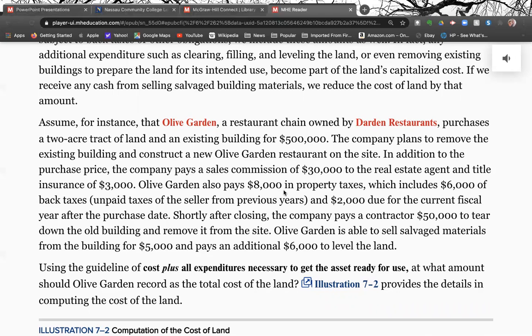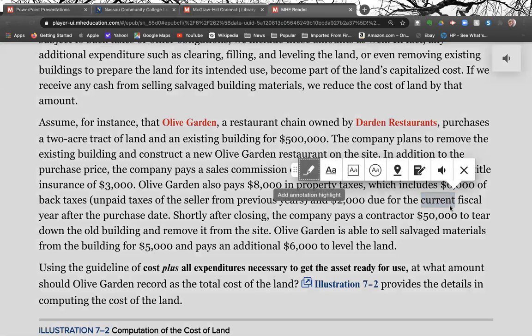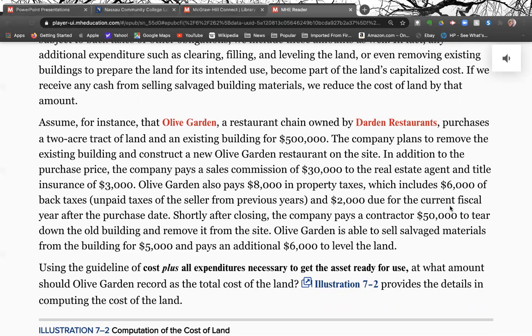They have to pay $8,000 in taxes, but here's where it gets confusing. $6,000 of the $8,000 are back taxes, and $2,000 are current. Now, when you see the word current, think expense. Back, think asset.